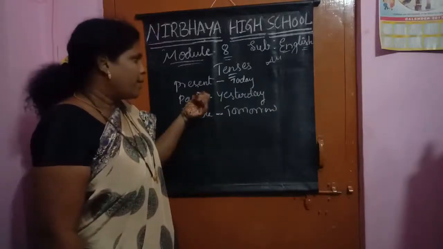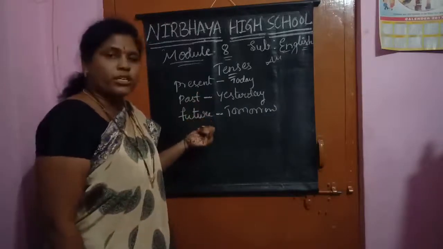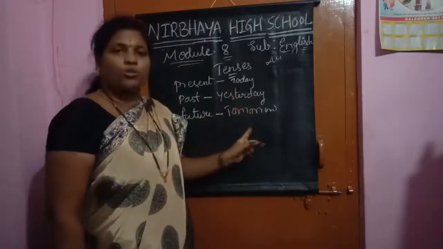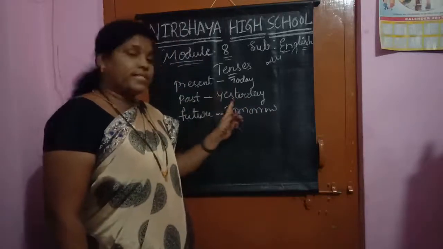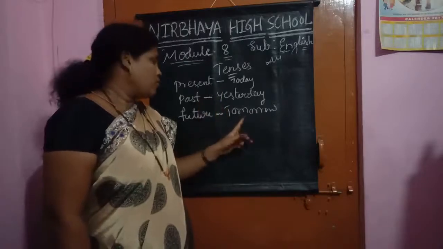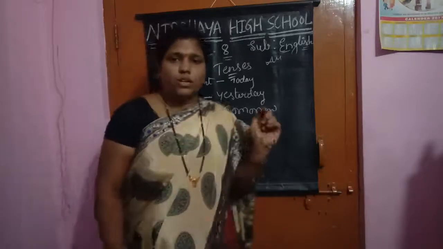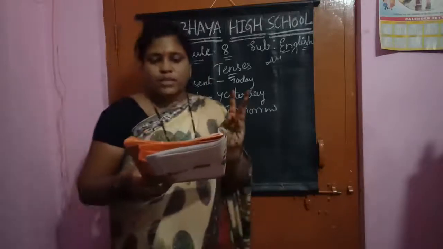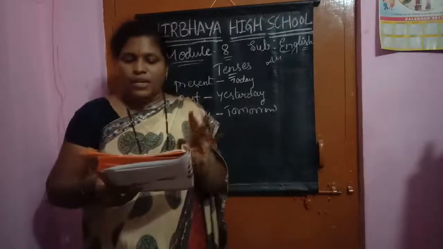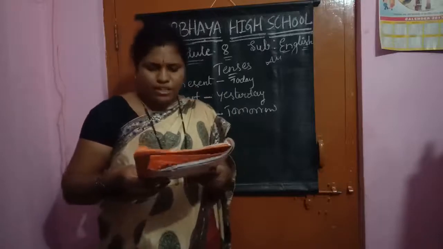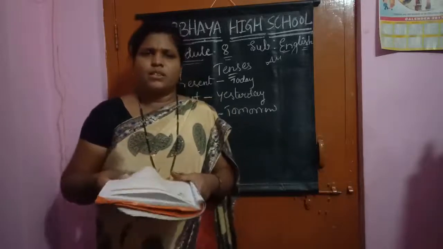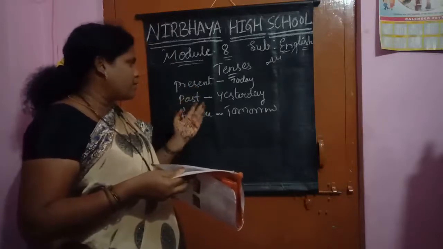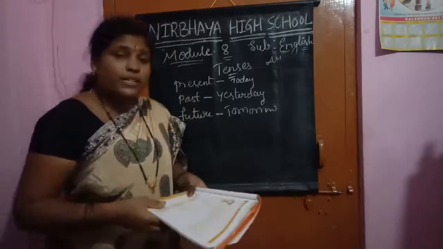Understood, children? Present, past, future. Simply you can remember by this. Today, yesterday, tomorrow. Today means present. Yesterday means past. Tomorrow means future. Understood, children? This is about the tenses. Now, in this we are having simple present, simple past and simple future. Okay, children, what is the simple present, simple past? We will see now. For example, see first we will see about the examples here.